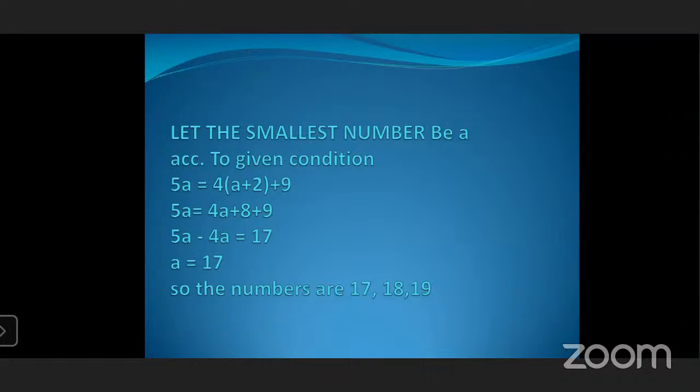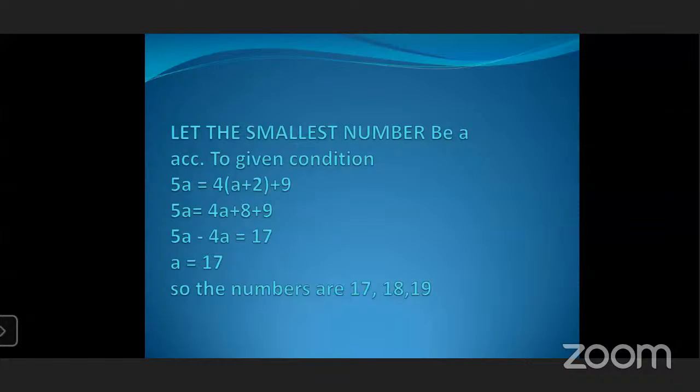The consecutive natural numbers, consecutive meaning one after another. So if the smallest number is a, and there are three numbers, which numbers will they be? a, the next number would be a plus 1, the next number would be a plus 2. So let the smallest number be a. According to the given condition, 5a is equal to 4 into a plus 2 plus 9.